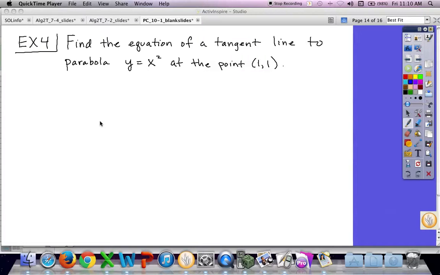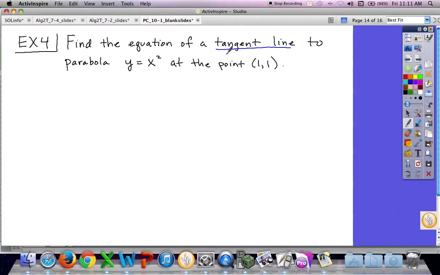Find the equation of a tangent line to the parabola y equals x squared at the point (1, 1), right? There are some concepts in here that have more to do with something your calculus teacher will complain about next year, when she says, come up with the equation of a line, and you're kind of saying, what? But you know how to make the equation of a line, right?